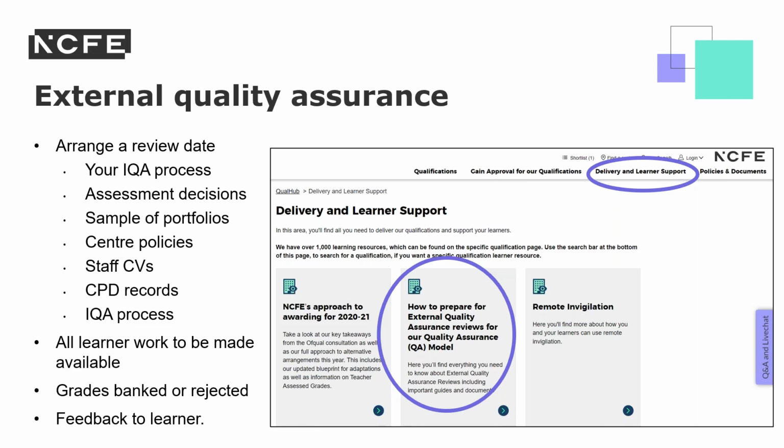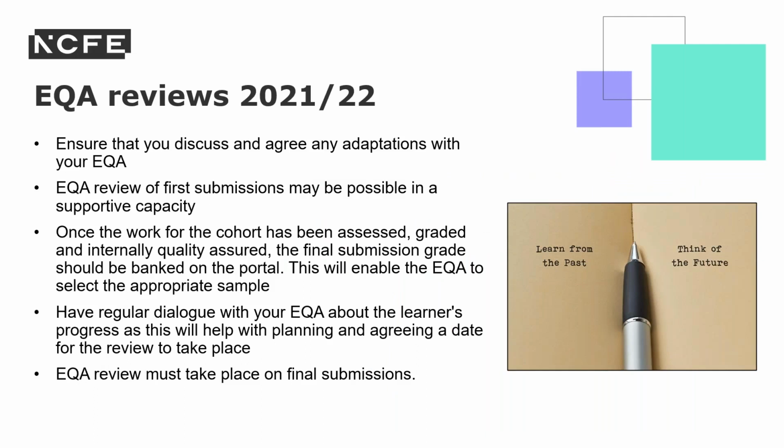If grades are changed by the EQA, that does not affect the learner's capacity to resubmit. After the EQA, feedback can be given to your learners, and they are entitled to one resubmission. So for this academic year, 2021, the EQA will be only looking at final submissions in this section, because you should have managed internally the resubmission. So if we're looking at final work, they would also take into consideration any resubmissions which have been made.